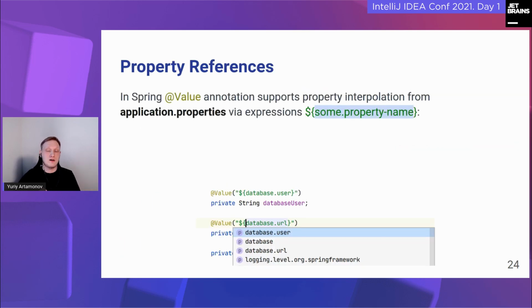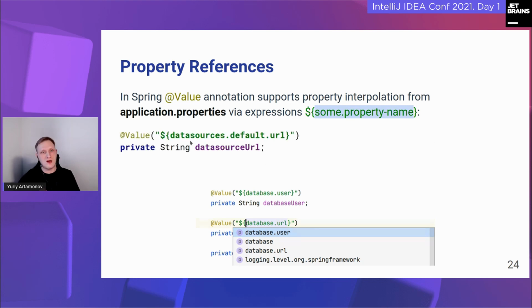So let's build support for things called property references. In Spring Framework, we have the ability to use interpolation using this dollar sign inside a value annotation. And here we mention a property from one of the property files, for instance, from the application.properties file. And here I want to get auto-completion for these property names and navigation to the declaration of these properties. And that's how I work.